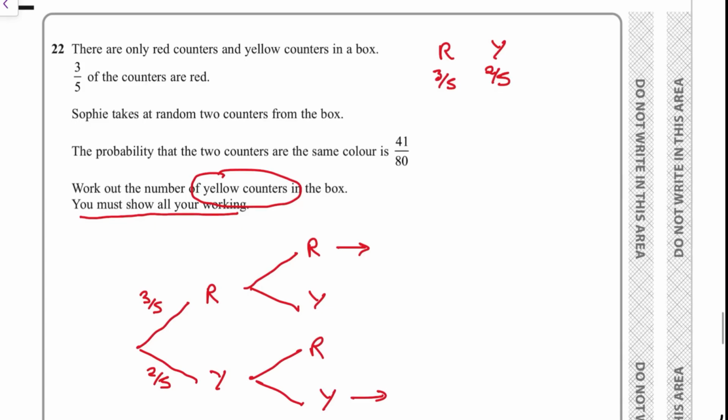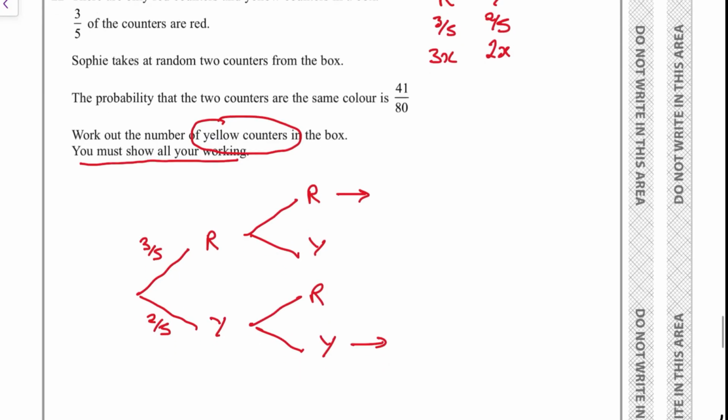Then the bit that makes this hard is the initial number of red counters is not 3, it's 3x, some multiple of 3. And the initial number of yellow counters is not 2, it's some multiple of 2, which is 2x. Which means the number of red counters to choose from is going to be (3x minus 1) over (5x minus 1). And the number of yellow counters to choose from is (2x minus 1) over (5x minus 1). Which means that the red plus yellow is equal to 41 over 80.